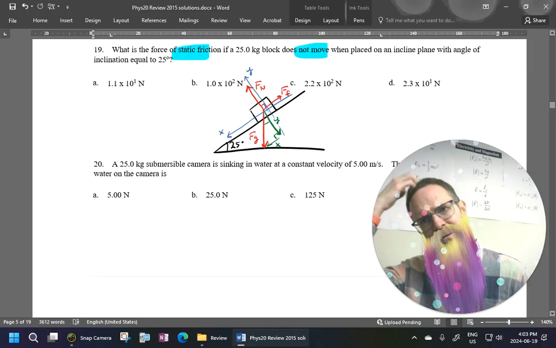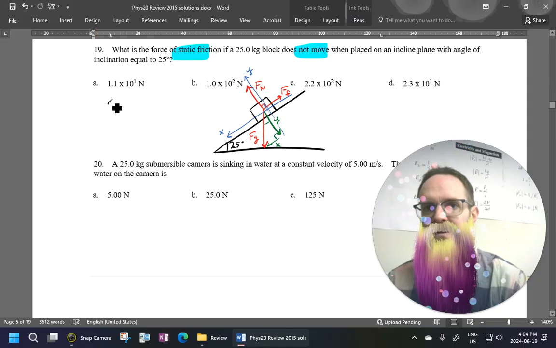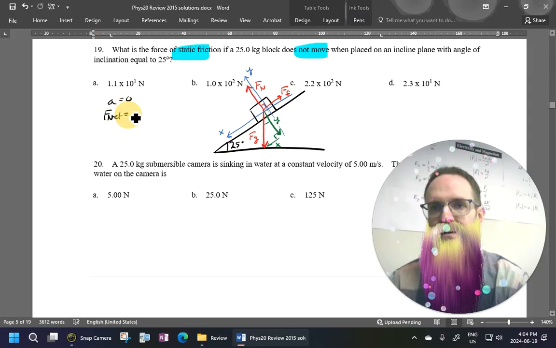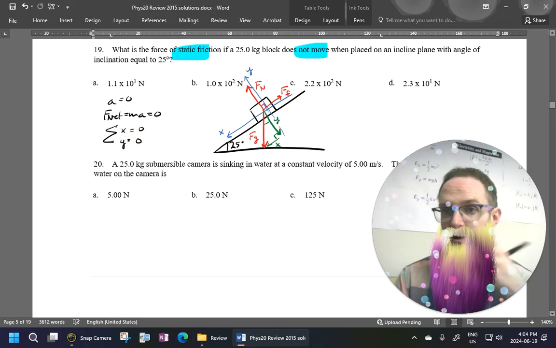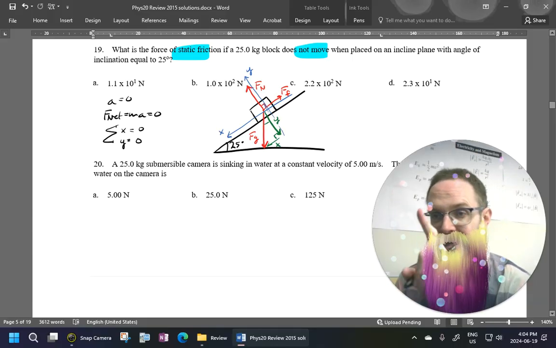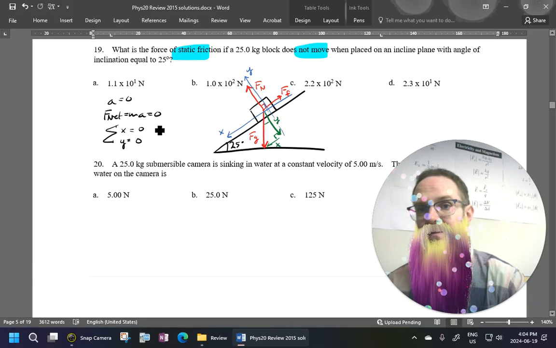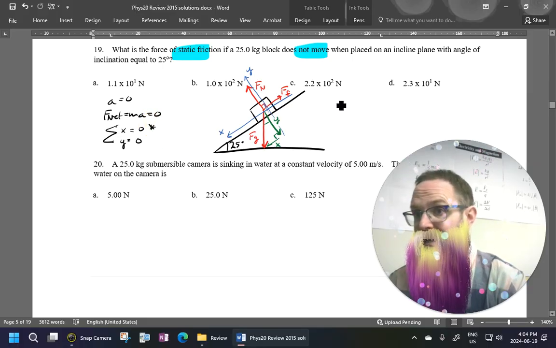Okay, so because we're stationary, we can write a few things. Our a is equal to 0. Our F net, which is mass times the acceleration, is equal to 0. That means all of the forces in the x direction have to add to 0, and everything in the y direction has to add to 0. Now, we're only concerned about what's in the x direction because the x direction is where the force of friction is. So that's the one I'm caring about right now, the x direction one. Okay, so everything in the x direction has got to add up to 0.